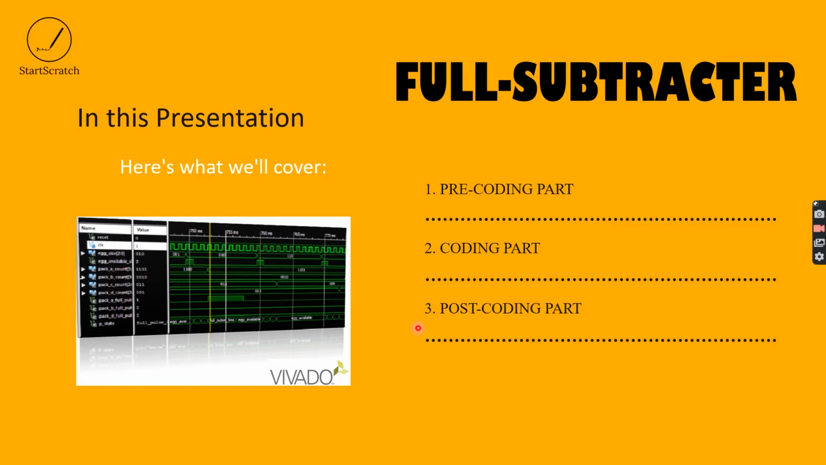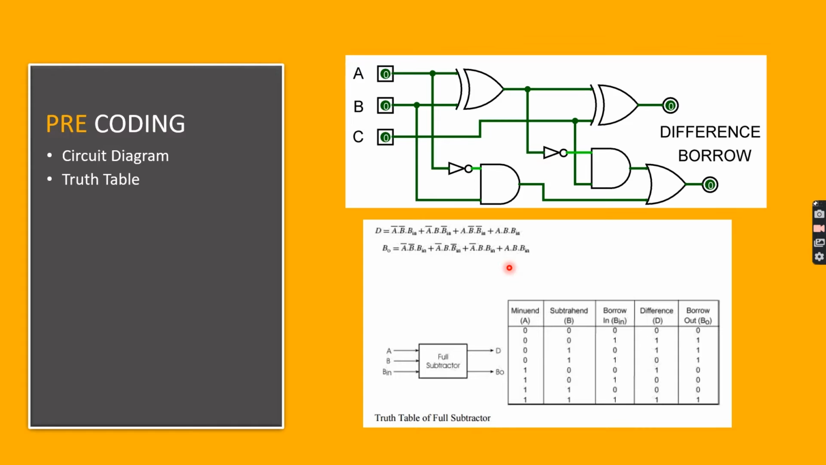In this video, you will be getting to know how the full subtractor works and how to design a Verilog code for full subtractor using the instantiation method and gate level modeling. For better understanding, I split the video into 3 parts, that is pre-coding part, coding part and the post-coding part. Now let's move on to the pre-coding part.